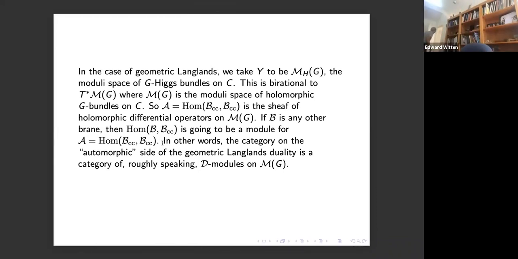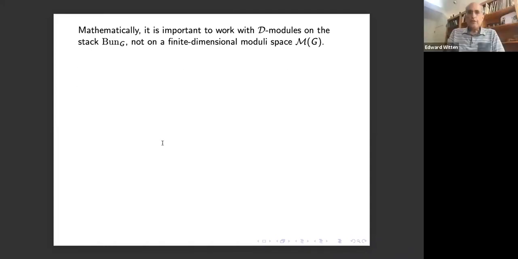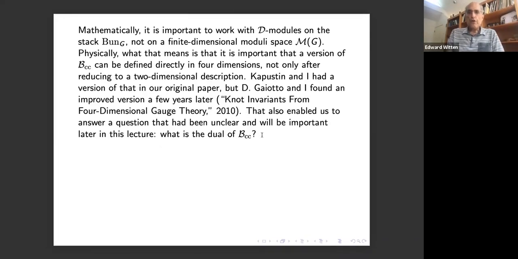Mathematically, it's important to work with D modules on the stack Bun G, not on a finite dimensional moduli space. Physically, what that means is that it's important that a version of the canonical coisotropic brane can be defined directly in 4 dimensions, not only after reducing to 2 dimensions. Kapustin and I had a version of that in our original paper, but Gaiotto and I later found an improved version. And that enabled us to answer a question whose answer was known mathematically, but had been unclear from a physical point of view. What's the dual of this canonical coisotropic brane?